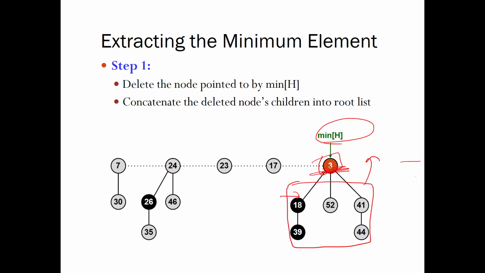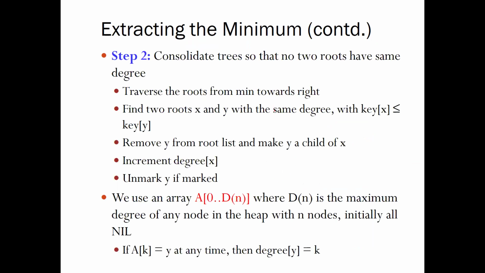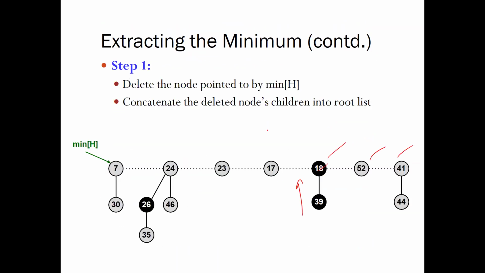Now, when 3 is deleted, there's a subtree at 18, 52, and 41. We bring it up to the root level. So 18 mark 3, 52 mark 3, and 41 mark 3, all of them are brought up to the root level. That is step number 1. Now, step number 2. Remember, step number 1 is deleting the min node and bringing all the children to the root level. That involves a cost.